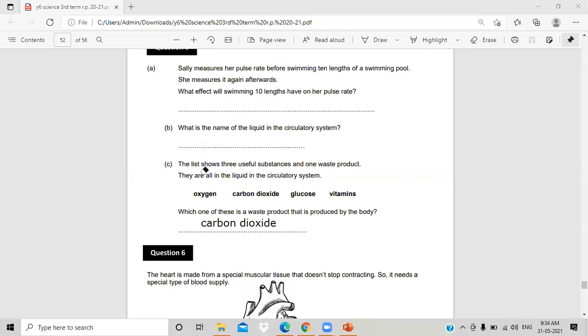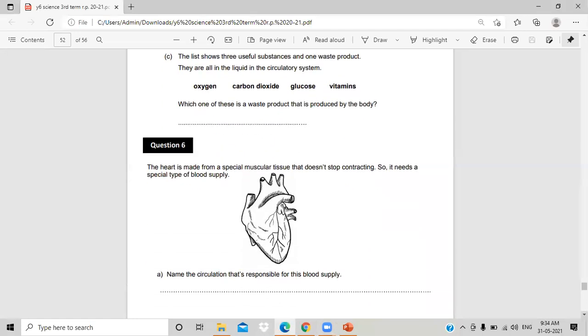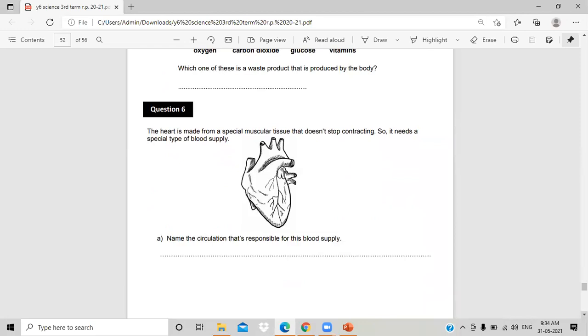Okay. And question number 6 says, the heart is made from a special muscular tissue that doesn't stop contracting. So it needs a special type of blood supply. Name the circulation that is responsible for this blood supply.